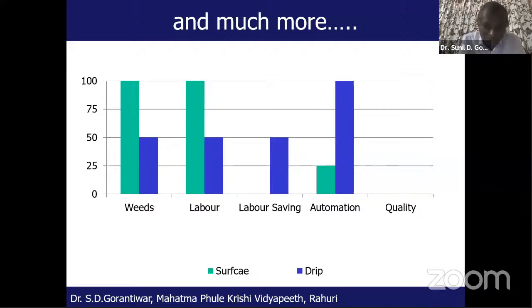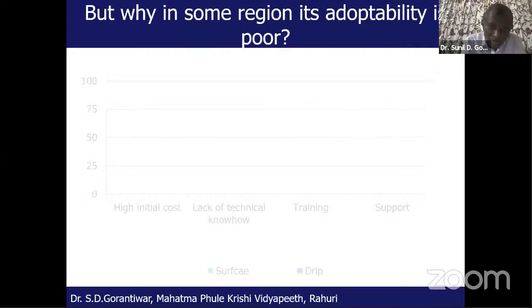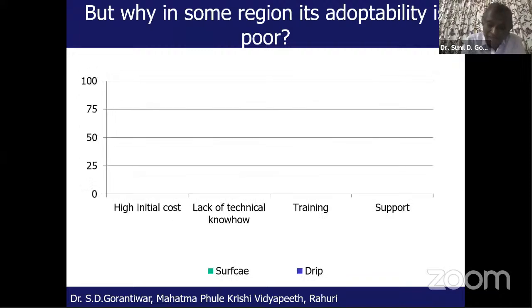Surface irrigation method has only up to 25% chance of automation, but the drip irrigation method has 100% chance for automation. And of course, as we can apply water intermittently, frequently, as per the requirement, the exact amount of water, the quality of the product which we get from drip irrigation is also of high quality. But with still so many advantages, why is the adoptability of drip irrigation poor in many parts of the world?